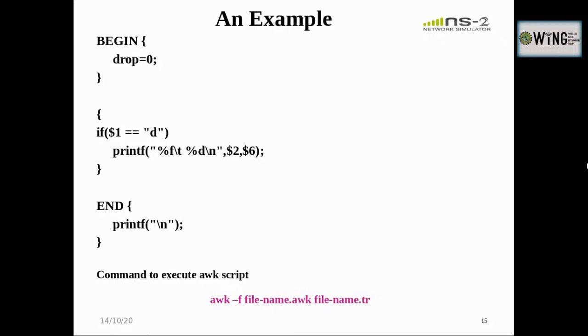I want to calculate the number of packets dropped. So let me begin with a variable called drop equal to 0. No need to mention the data type; by default it will take it as int. Then, $1: what is the meaning of $1? The content of the first column, is it equal to D, drop? We all know it. The first column of the trace file indicates the type of event.